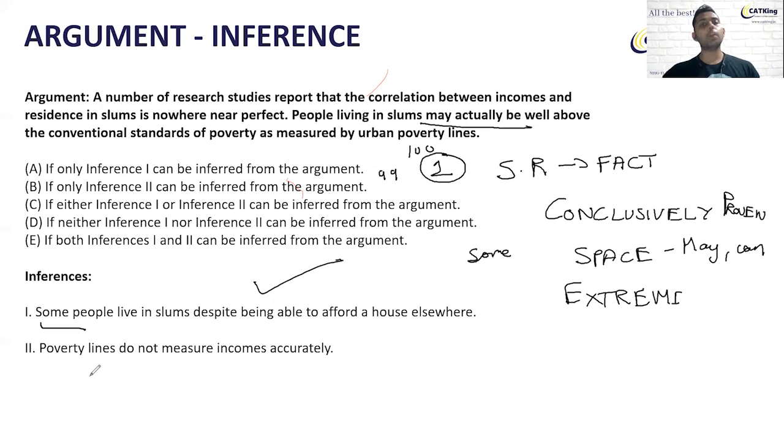Poverty lines do not measure incomes accurately. Huh? Firstly, do not measure is an extreme statement. It is saying that poverty lines do not measure incomes accurately. That means all poverty lines don't have income. Okay. What did I say? A scientific research cannot be told a fact until conclusively proven. I do not have any conclusive proof of these extreme words in my argument. That is why it is a wrong inference.